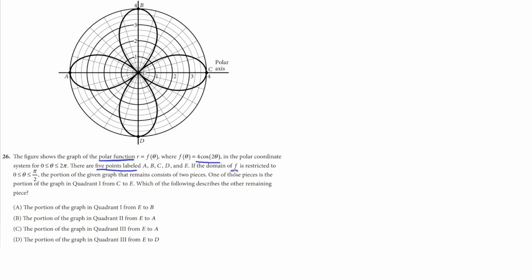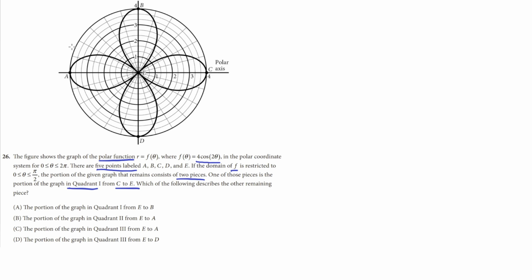If the domain of f is restricted to theta less than or equal to pi over 2 and greater than or equal to 0, the portion of the graph that remains consists of two pieces. One of those pieces is the portion of the graph in quadrant 1 from C to E. Which of the following describes the other remaining piece?